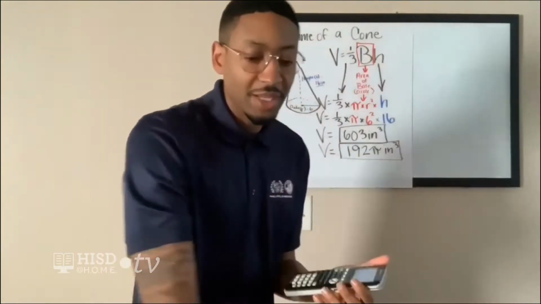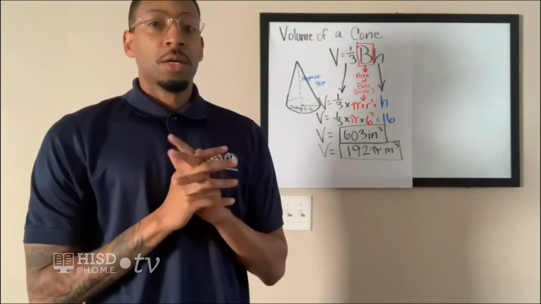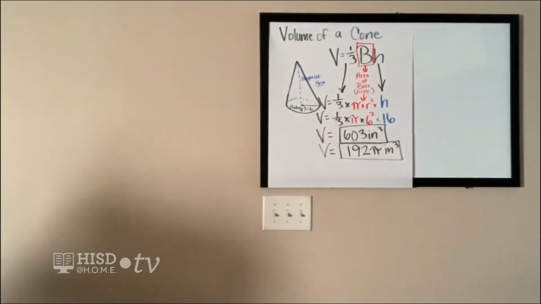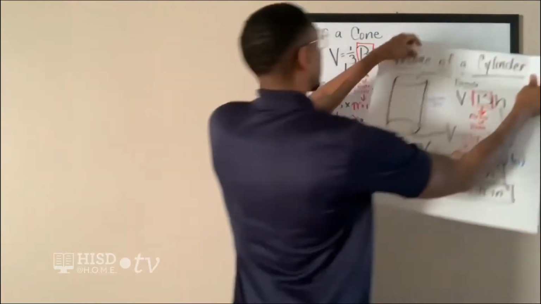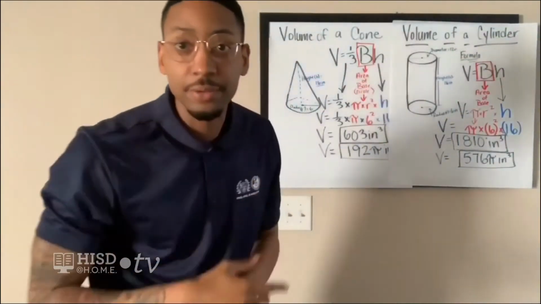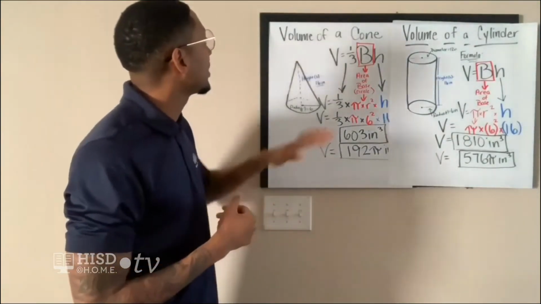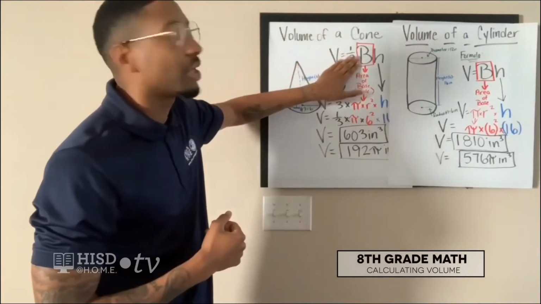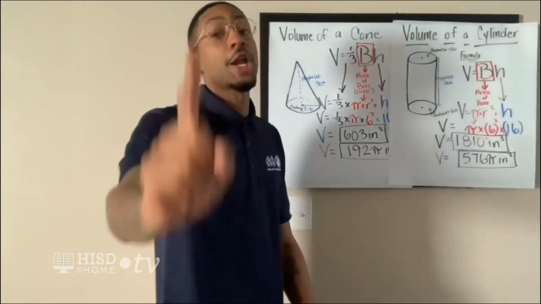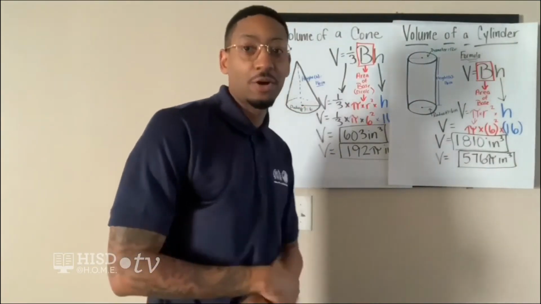So now I can get to what I was going to say earlier. The reason I made the height and the radius the same is because, do we notice something about these two formulas? I do. The only difference between them is the 1/3. So that means a cone is 1/3 of the volume of a cylinder, if and only if the radius and the height are equal.